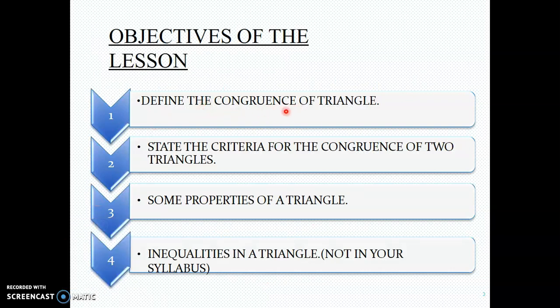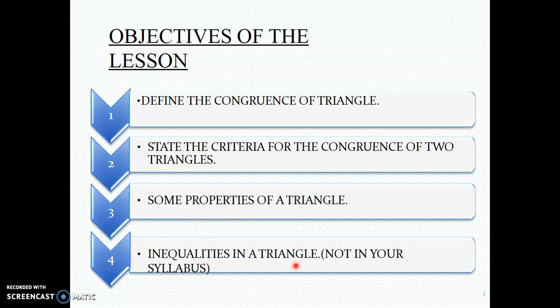First, define the congruence of a triangle. This is very important, students. If you do not understand this, you will make mistakes. Second, state the criteria for the congruence of two triangles. There are different criteria, whether it is side, angle, side, all these different types you will study. Third, some properties of a triangle.